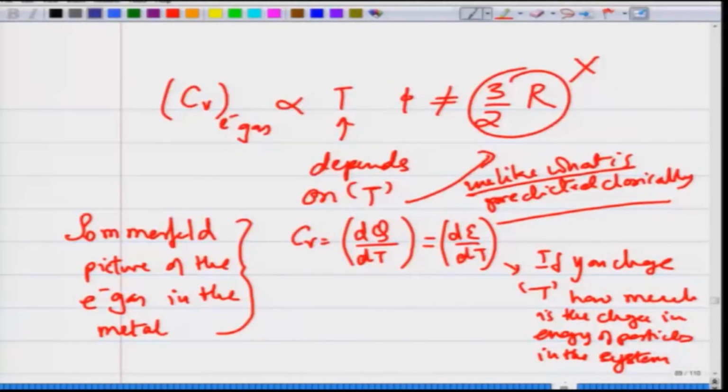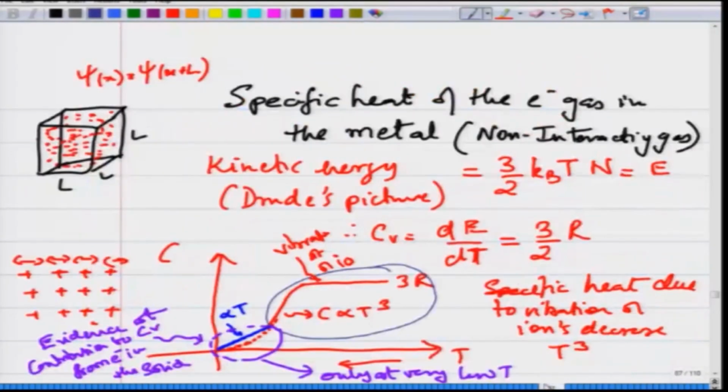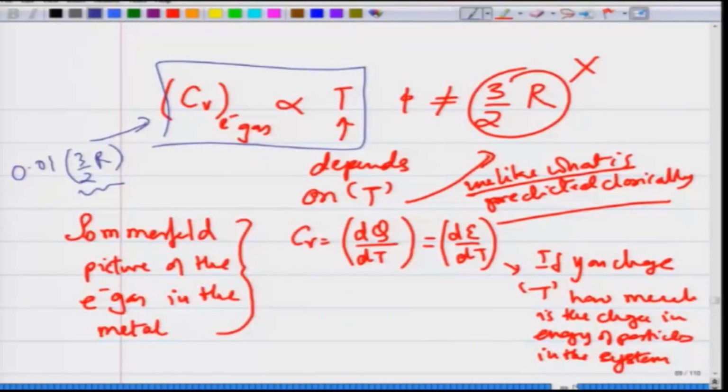And what was seen was that it has a linear temperature dependence, and this specific heat of the electron gas is almost 0.01 of 3/2 R. 3/2 R is the value which you get from kinetic theory of gases or within Drude's model, but the actual specific heat of the electron gas is far lower. It is typically 0.01 of R. So, where from is the specific heat of the electron gas coming?